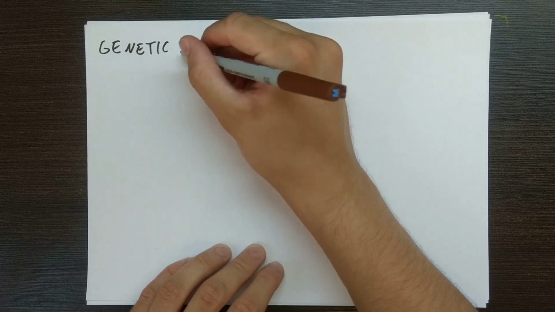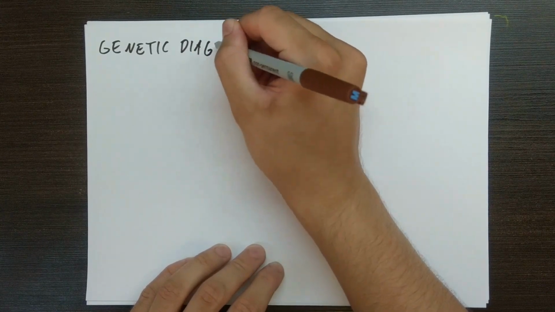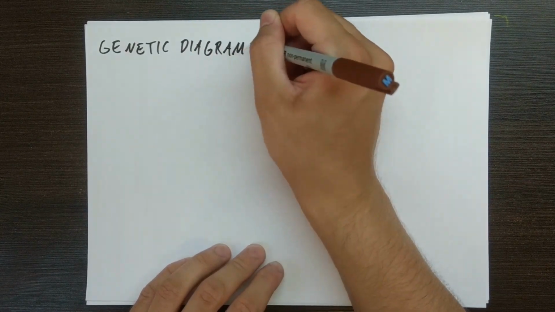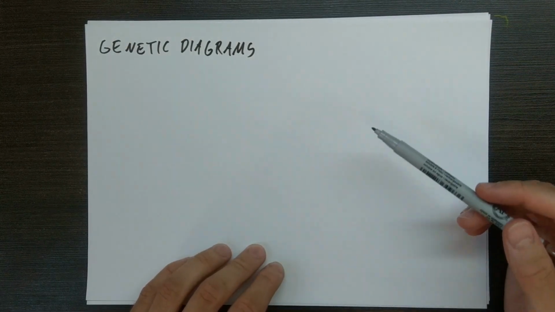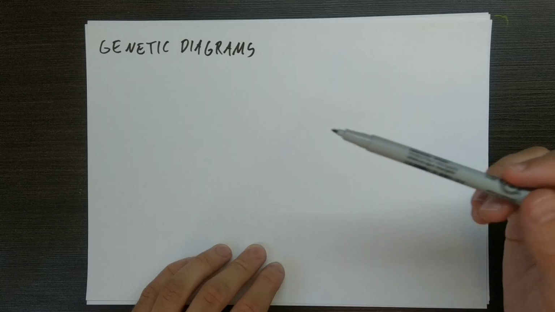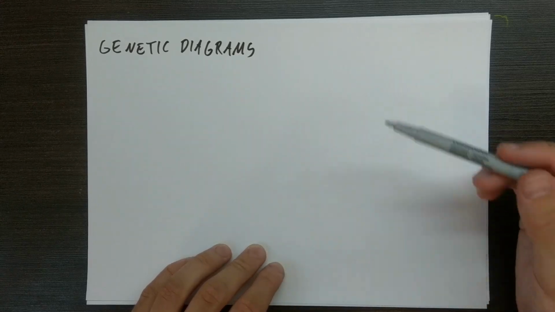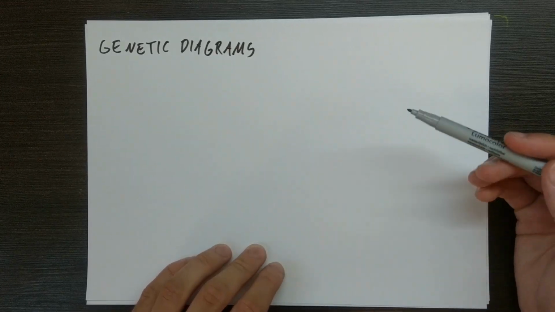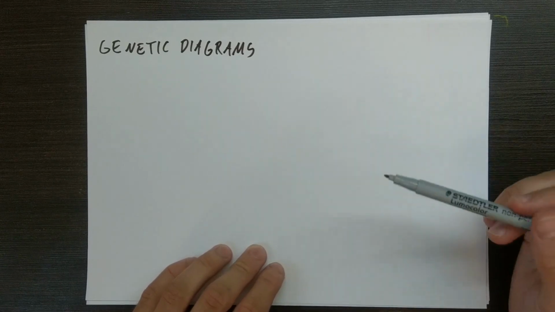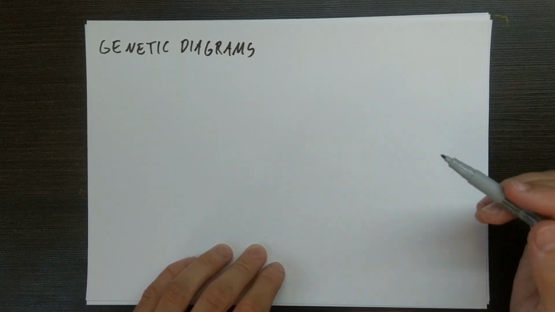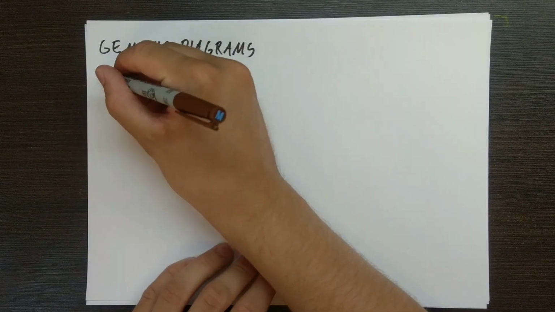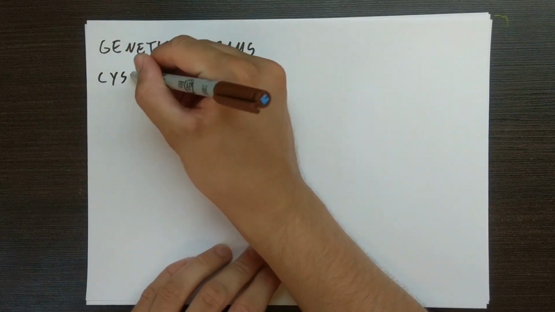I'm going to put it down for you. Diagrams. Now, genetic diagrams are a useful way of predicting what alleles offspring will inherit from parents and what characteristics, therefore, offspring will inherit. So, let's take, for example, a disease called cystic fibrosis. I'm going to write it down for you.